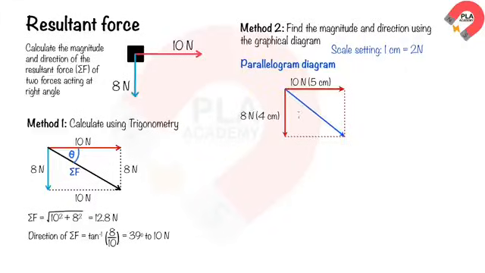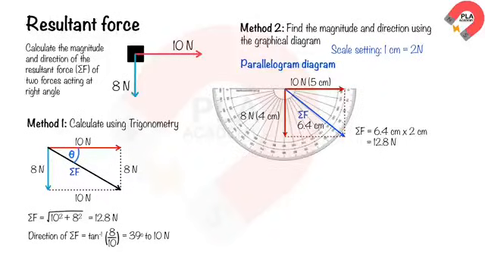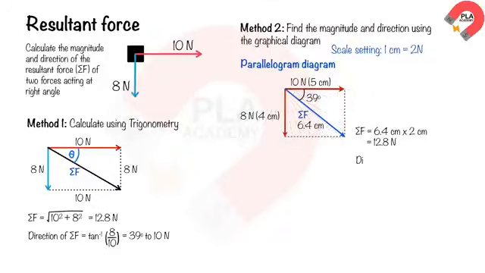The resultant force is the diagonal of the parallelogram. Measure the length of the resultant force. So, the magnitude of the resultant force is 6.4 centimeters times 2 newtons equals 12.8 newtons. Measure the angle between the 10 newtons force and the resultant force. So, the direction of the resultant force is 39 degrees to the 10 newtons force.